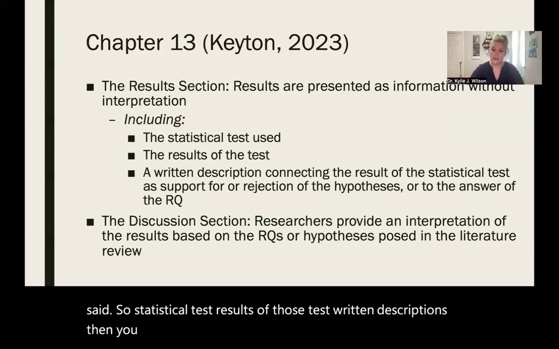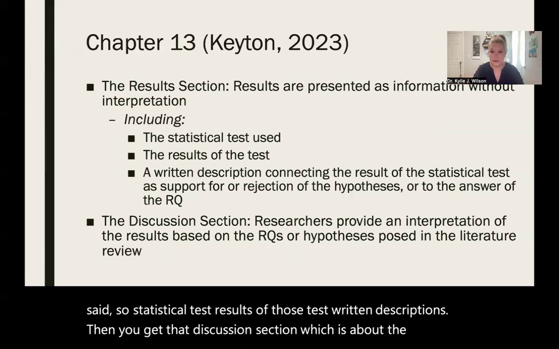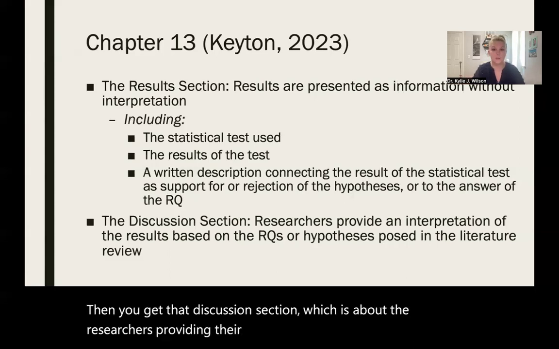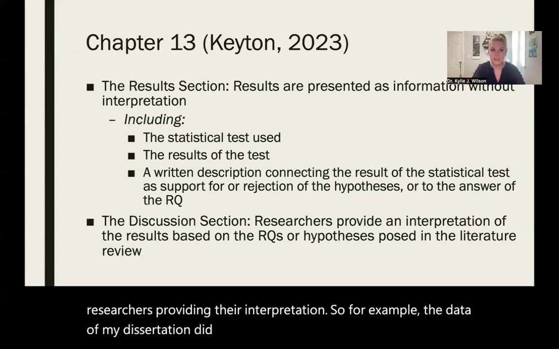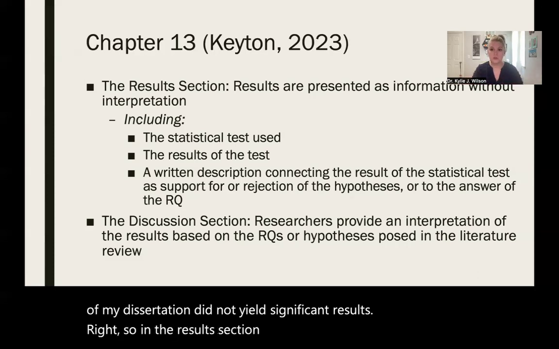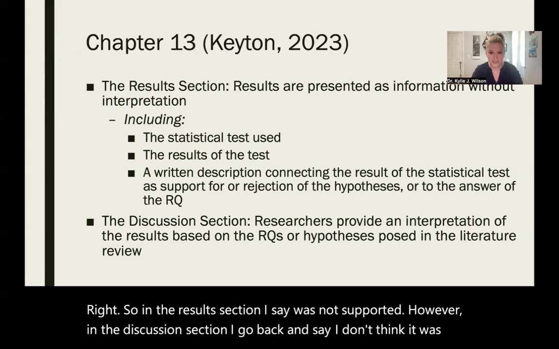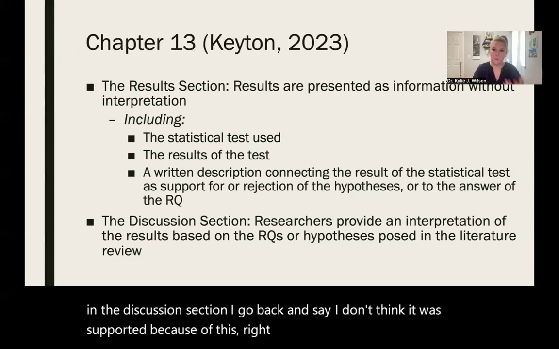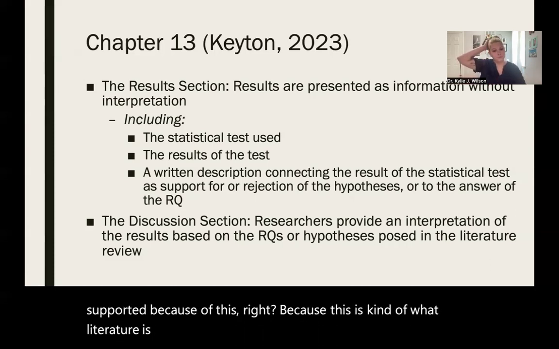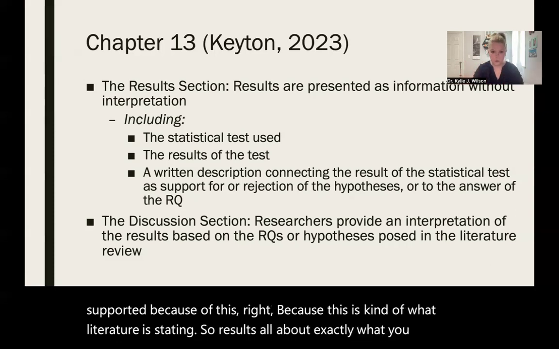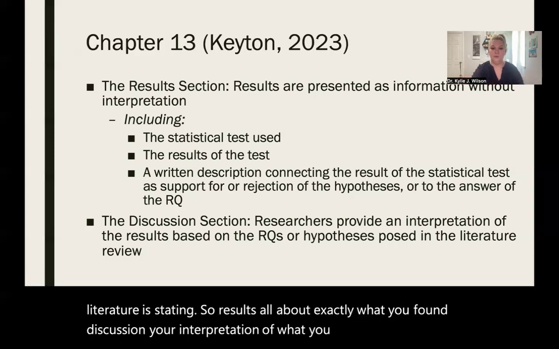Then you get that discussion section, which is about the researchers providing their interpretation. So for example, the data of my dissertation did not yield significant results, right? So in the results section, I say the hypothesis was not supported. However, in the discussion section, I go back and say, I don't think it was supported because of this, because this is what literature is stating. So results: all about exactly what you found. Discussion: your interpretation of what you found, okay?